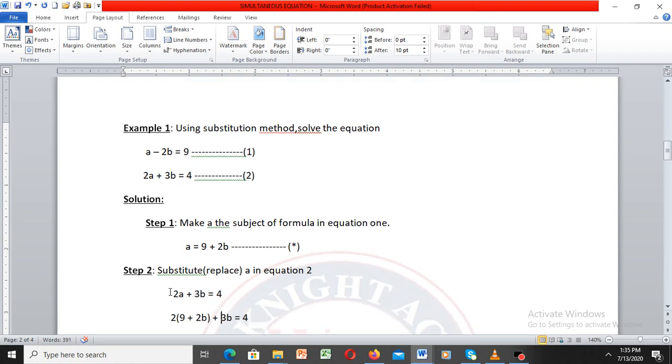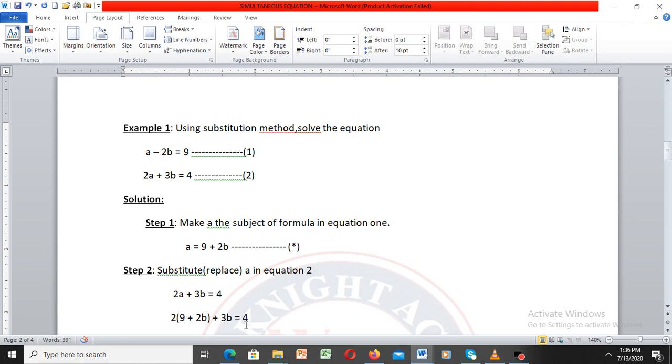Let's see how we do that. 2a means 2 times a, so we are going to multiply 2 by 9 plus 2b. Therefore, we say 2 multiplied by 9 plus 2b, or we say 2 open bracket 9 plus 2b, close bracket, plus 3b. The 3b here is also repeated here, is equal to 4.